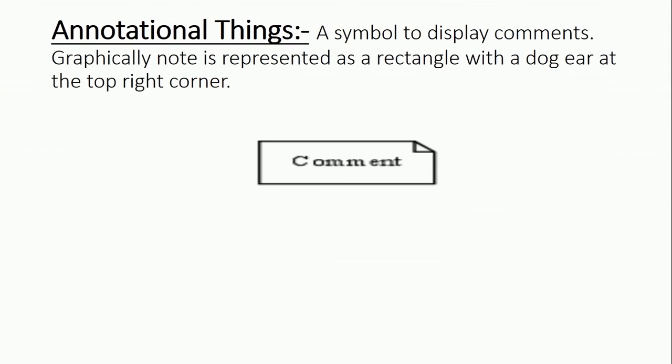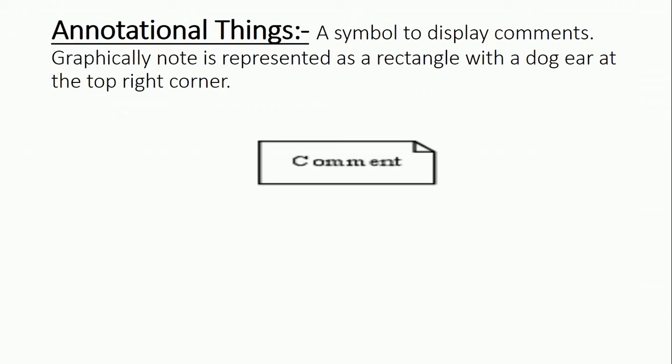Now after this package, there are annotational things. Annotational things means a symbol to display comments. Graphically, a note is represented as a rectangle with a dog ear at the top right corner.